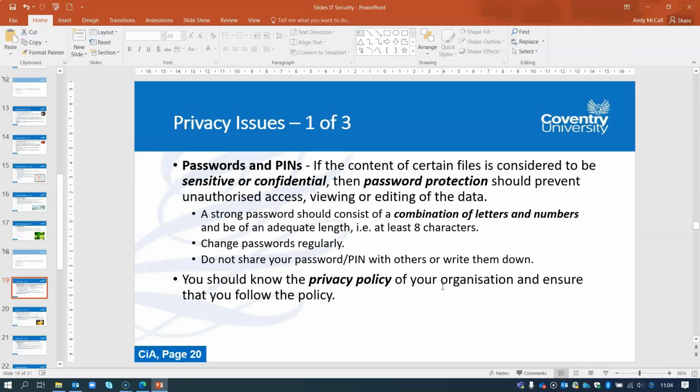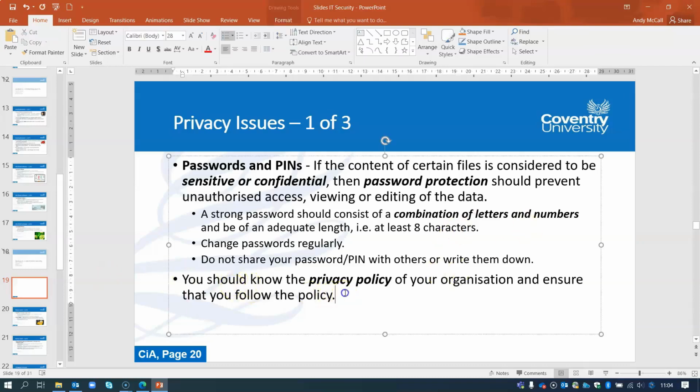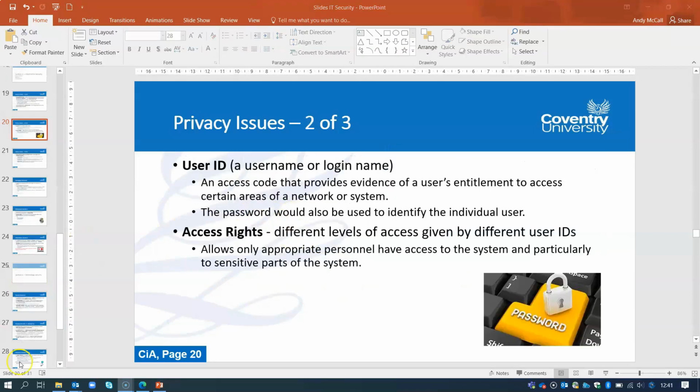And you should know the privacy policy of whichever organisation you're dealing with. That could be the bank, the university, or your employment, for example, and you should follow the privacy policy in order to get through, and know what you have available to you as well.